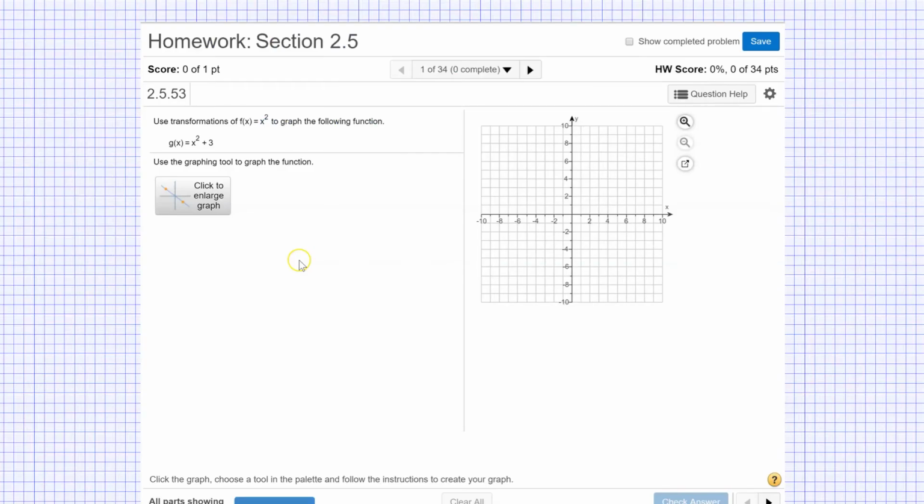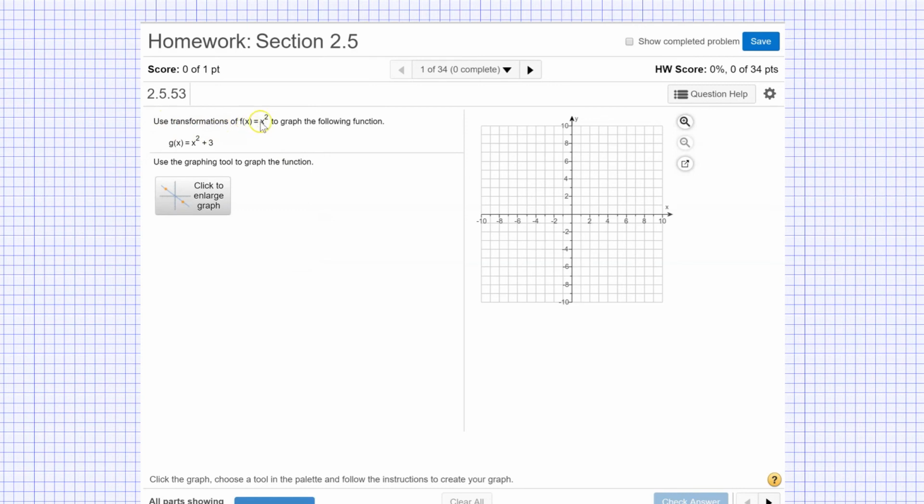So now I'm going to show you a couple of examples from the homework, so you'll see how you're going to navigate MyMathLab with these types of questions. Notice that with this one, we're looking at using transformations of f of x equals x squared. So my parent function is the quadratic, to graph the following function, g of x equals x squared plus 3. So I'm going to go ahead and start the video.